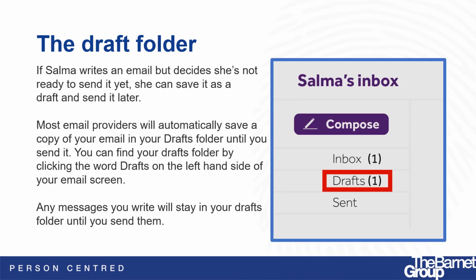If Salma writes an email but decides she's not ready to send it yet, she can save it as a draft and send it later. Most email providers automatically save a copy of your email in your drafts folder until you send it. You can find your drafts folder by clicking on the words drafts on the left-hand side of your email screen. Any messages you write will stay in your drafts folder until you've sent them.